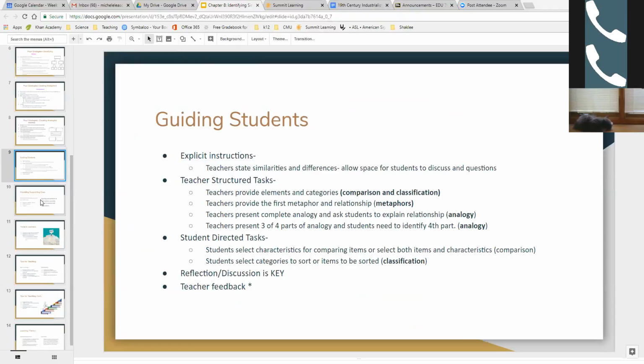Once students are comfortable with that, you can move on to student-directed tasks, where students are taking on the bulk of the learning. They're selecting the characteristics to compare in a comparison activity, or choosing the categories to sort things for classification. It's really important to reflect and discuss with students as they're doing this work, because that's where you'll be able to see whether or not they're understanding, and teacher feedback is also really important.